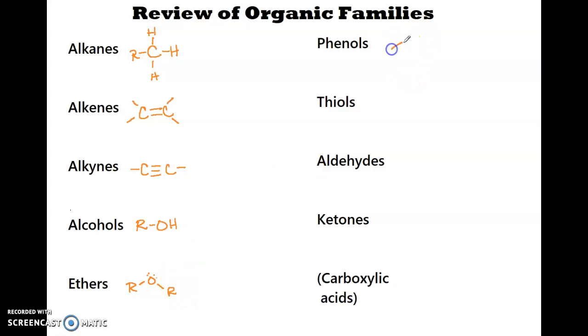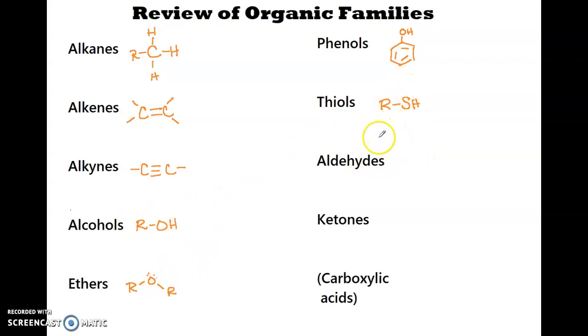For phenols, we have to have a benzene ring, which we can draw as alternating double bonds, or we can draw as a circle, and then we have a hydroxyl group off of it. We might also have other things substituted on it, but that's the base group of our phenols. Thiols look a lot like alcohols in that we have some type of alkyl group attached to a sulfur atom that is bonded to a hydrogen. So very similar looking to our alcohol group.